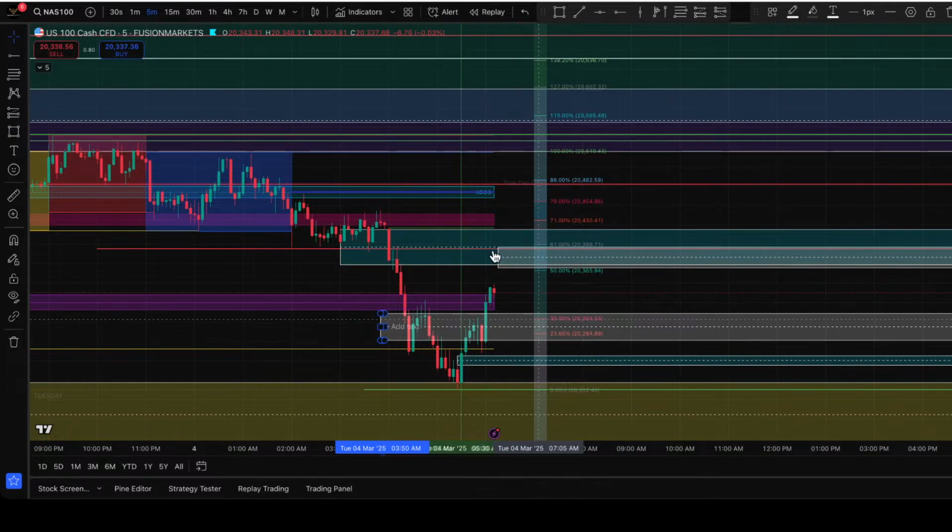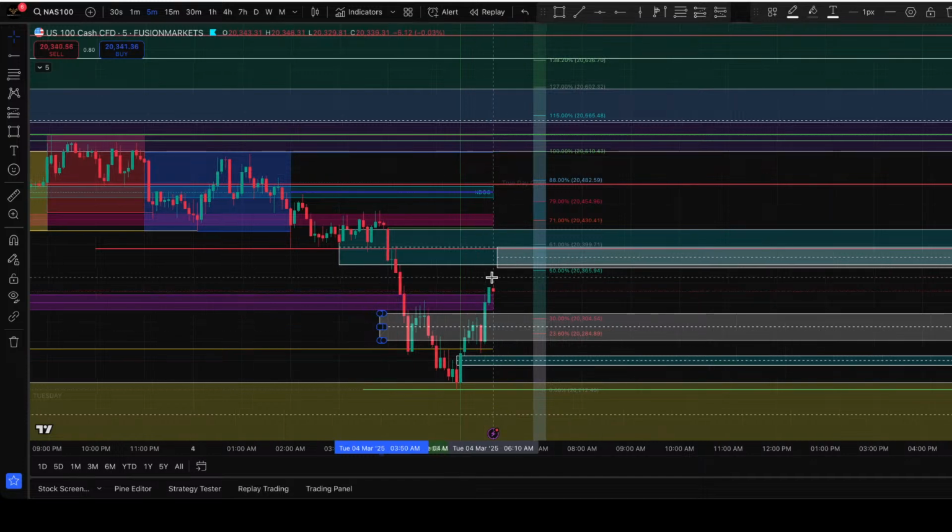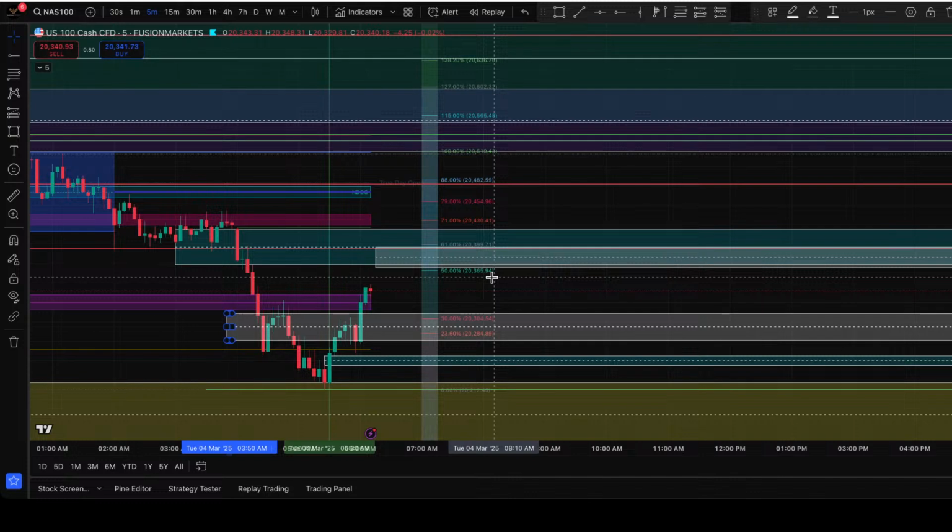So I see it ripping up here. The question is, though, does it want to manipulate down first? We have a daily fair value gap down here. So does it want to sweep down here, then come up? Or does it want to tap here and sweep out the high of the manipulation point?